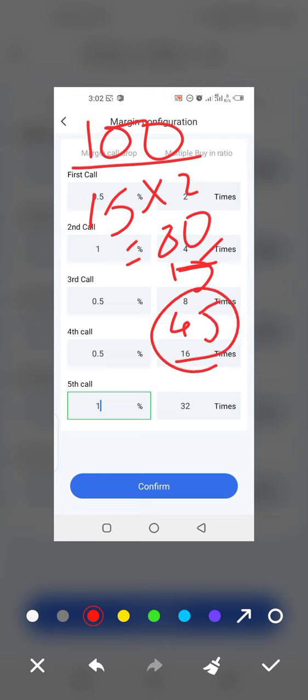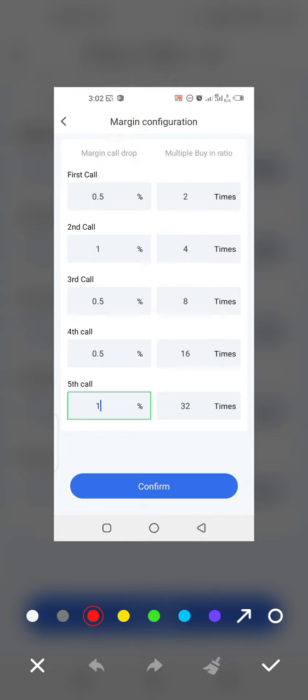So 15 times 4 is already 60. 60 plus 45 is 105. So basically, maybe if someone has an extra $5, then we could put a 4 there. So you set this up depending on your capital. But if you have $500, I think this can work for you, because this will be 15, this will be 30, this will be 60, this will be 120 if I'm not lying.